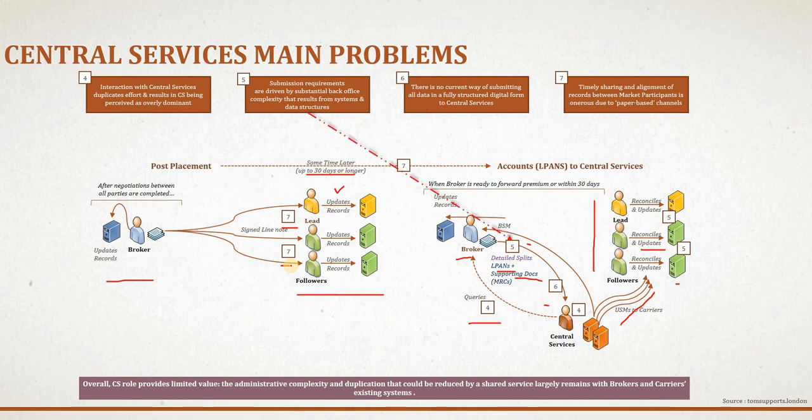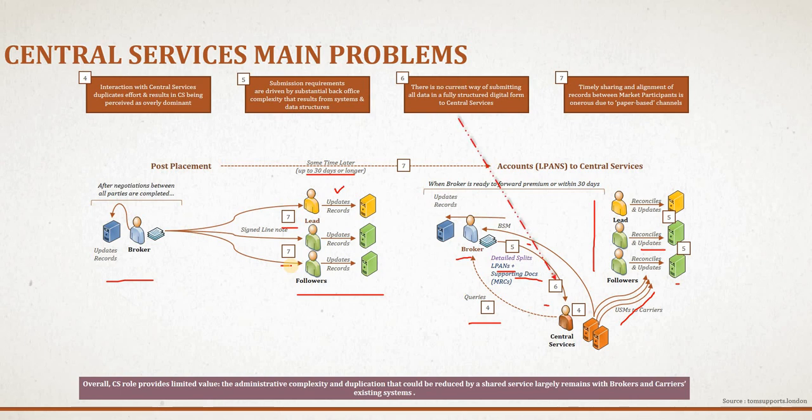The second one is about the submission requirement. So say for example, if the broker has to submit the premium information or claim movement information, then he has to prepare the LPAN and put all the information there on the LPAN and submit the LPAN to the XIS through the IMR system, which is also a very inefficient way of submitting information for processing to the central services.